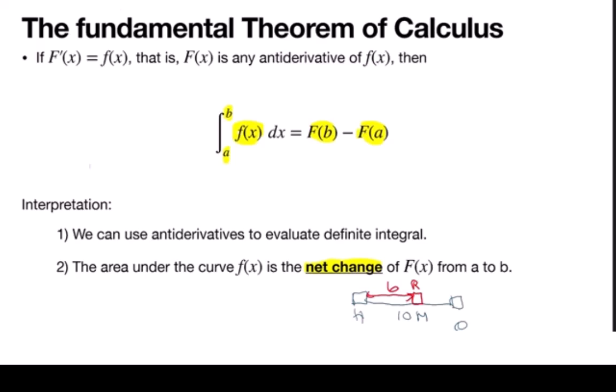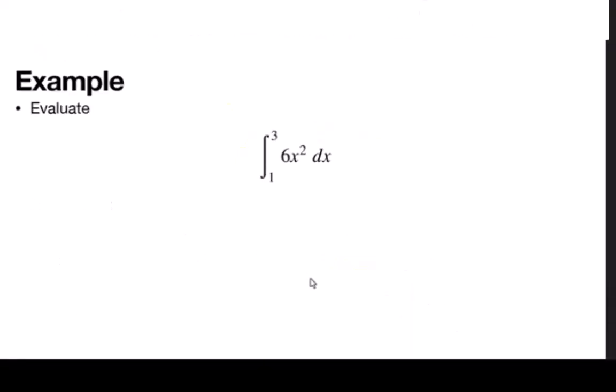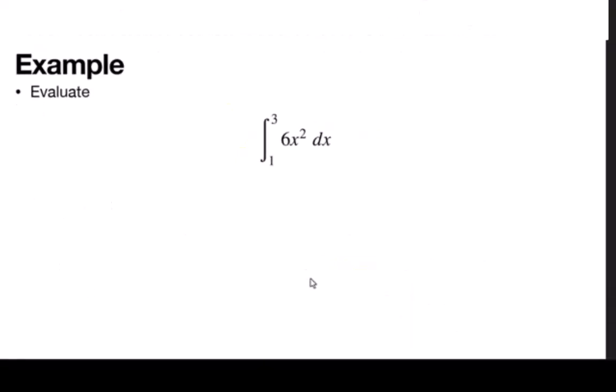No one would know that I went 10 miles and then back 4, unless I specifically mention that I have this negative area and I want to add it because I want my total distance that I drove, not just the distance I am now from my home. Let's evaluate this function. First thing we have to do is integrate it.